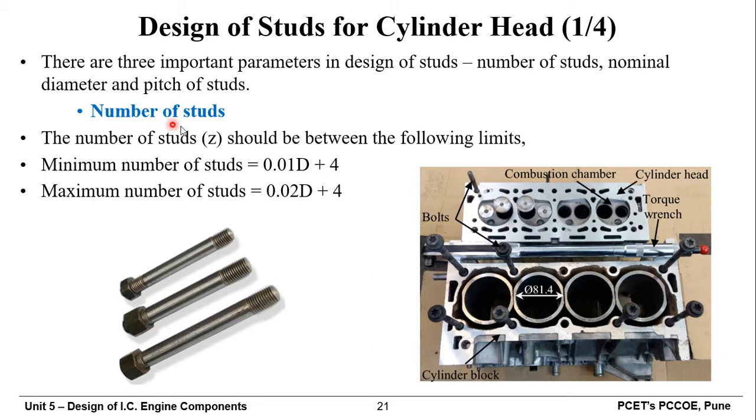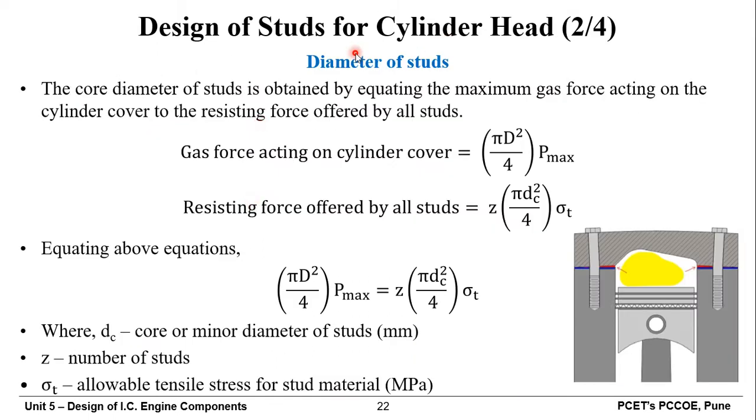So we'll start with number of studs, and generally it is denoted by Z, and by using empirical relation we can find out minimum number of studs as well as maximum number of studs, and that empirical relation is generally expressed in terms of cylinder bore diameter. So if you know the diameter of the cylinder, then you can easily calculate the minimum or maximum number of studs by using this formula.